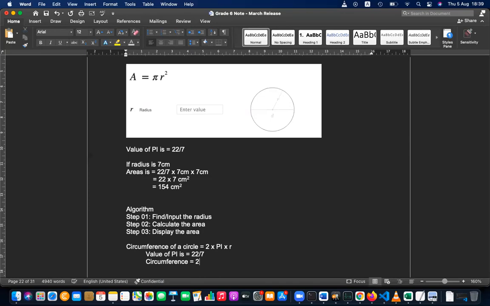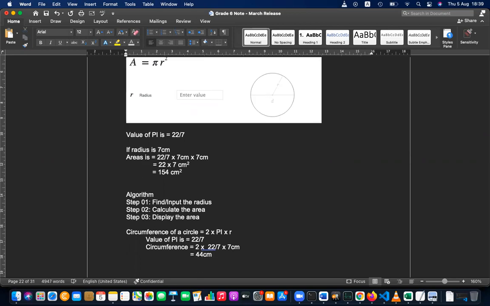Therefore, you have to write 22 divided by 7 into 2 into 7 centimeters. But 7 and 7 you can cut, so you will get 2 into 22, which is 44 centimeters. That is the circumference. So now you know a new lesson: area of a circle and circumference of a circle.